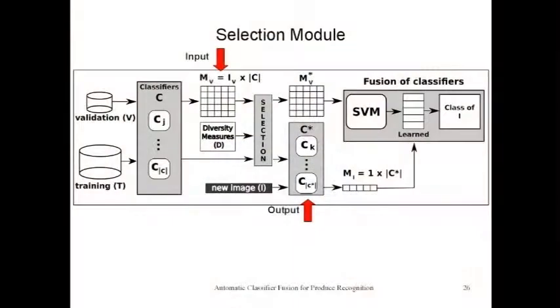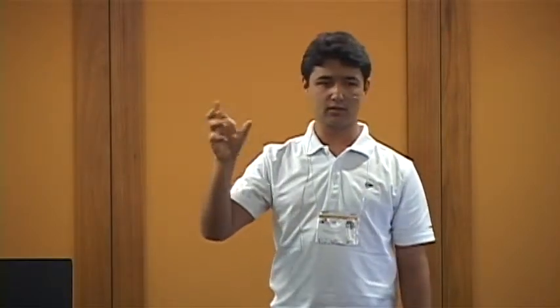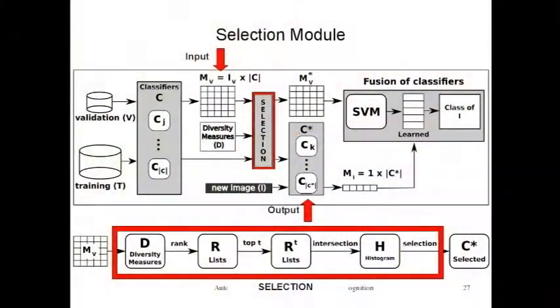Now I will explain the selection model. We have as input the validation matrix, which has, as I said, the opinion of each basic classifier for each sample in the validation set, and also the diversity measures. And we want as output a subgroup of basic classifiers. This is the schema we have proposed. I will give more details.